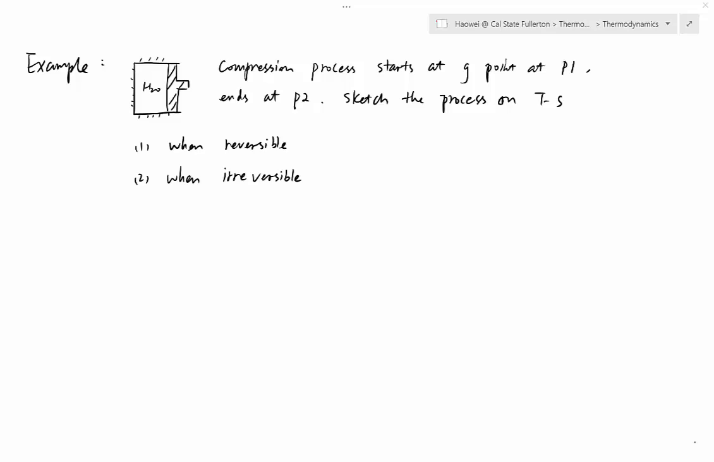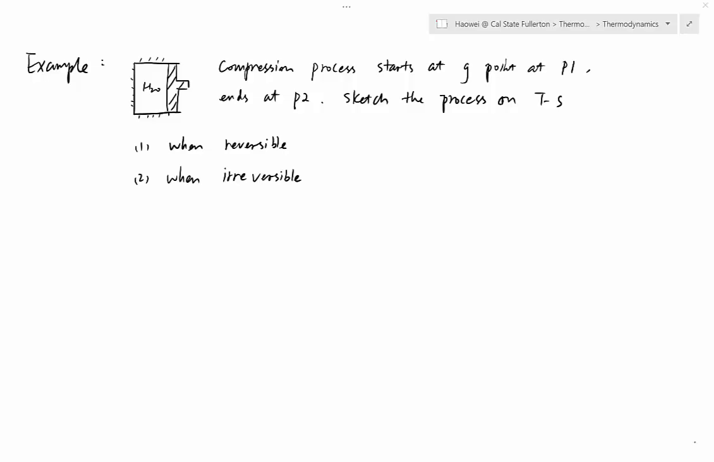Next, let's do one example. Here we have a piston cylinder assembly, and what's inside is water. And then you see this short dashed line around the boundary. That means the system is insulated, so there's no heat transfer. What we know is this is a compression process.